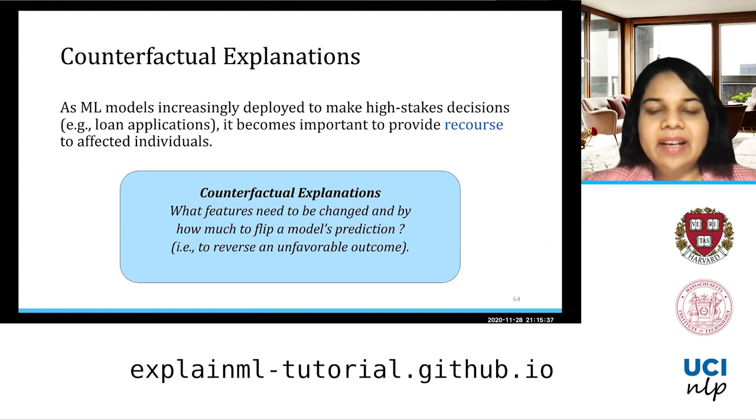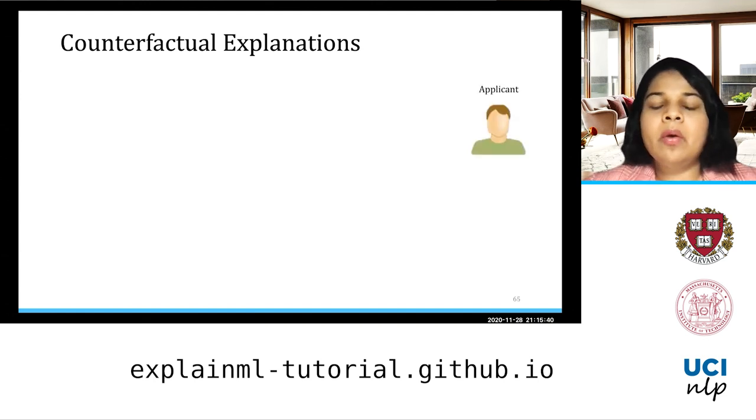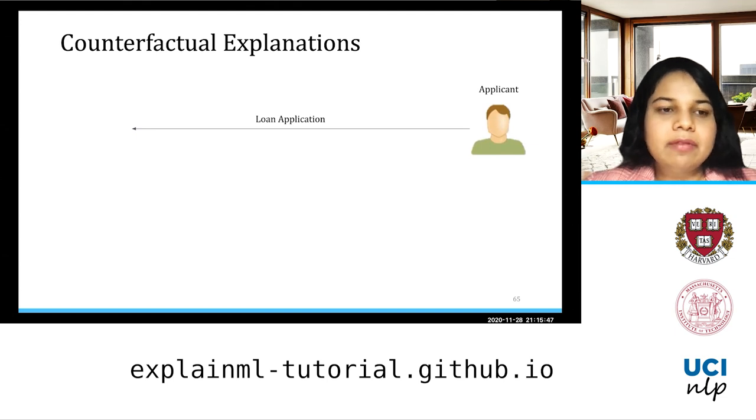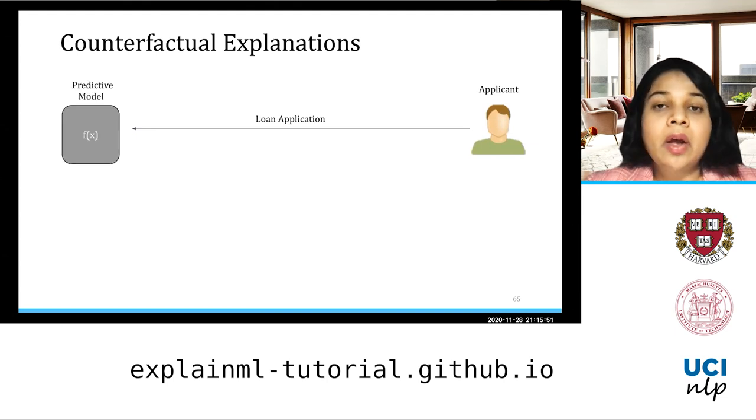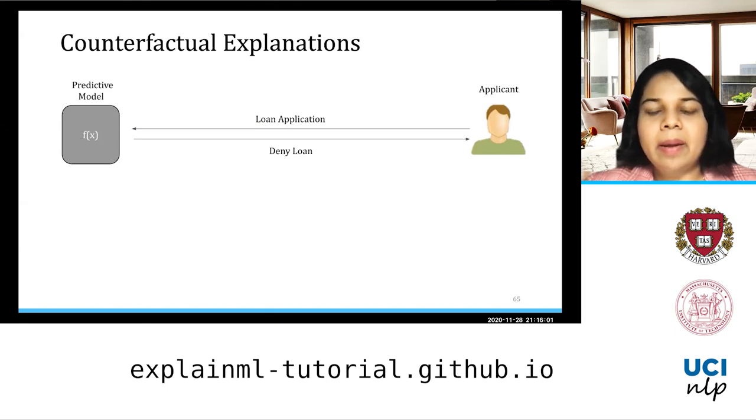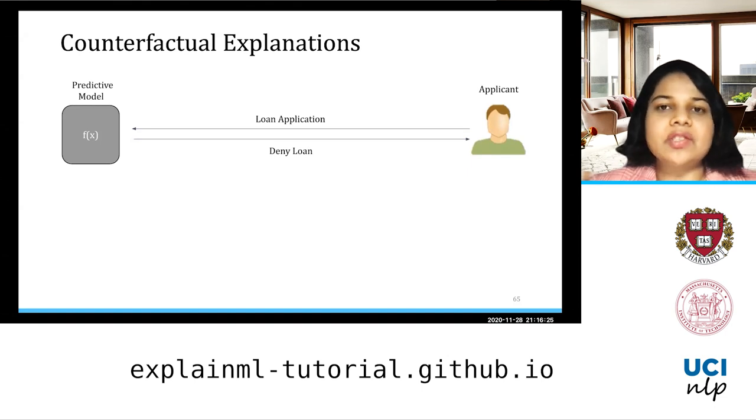To understand this better, let us consider a concrete application scenario where an applicant sends his loan application to a bank, and the bank might be using a predictive model, in this case f of x, to determine which loan applications should be approved and which ones should not. Let us consider the scenario where this particular applicant's loan application is rejected by this predictive model. Now, instead of just communicating this rejection decision without any other input, it can be extremely useful to the applicant if we provide more information about what he can change in order to increase the chance of his application getting accepted the next time he applies for a loan.